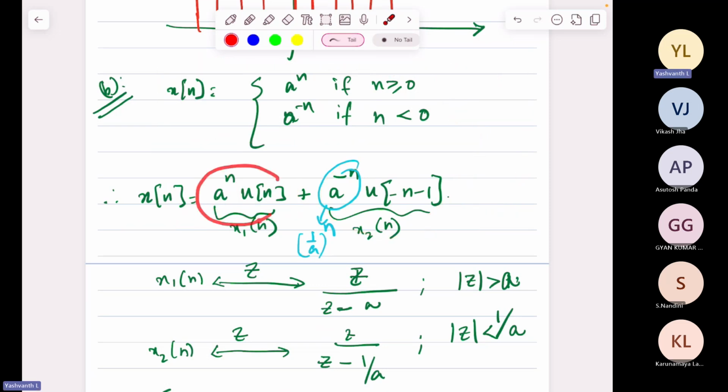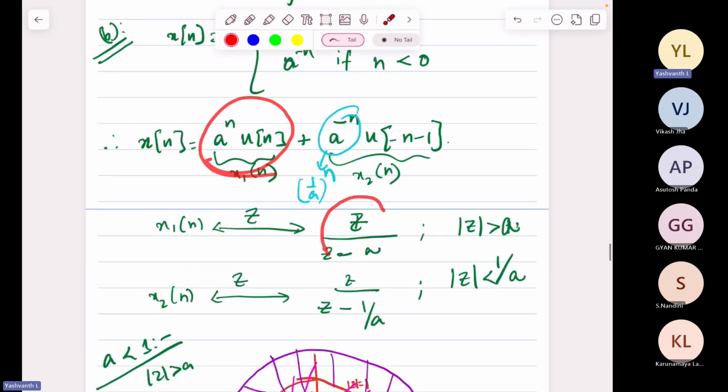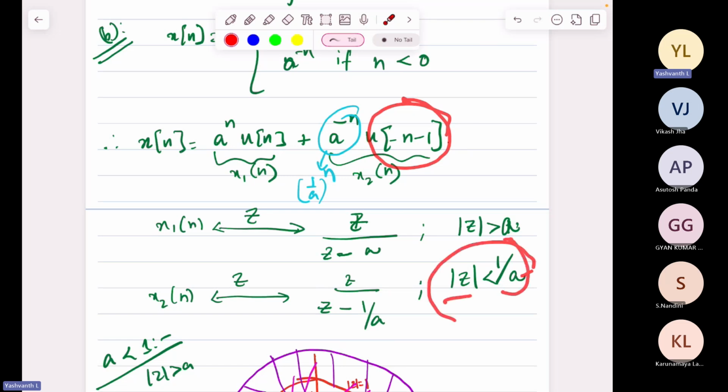Call the first signal x1 of n and the second signal x2 of n. Recall that a power minus n is the same as 1 by a, whole power n. So a power n u of n has the z transform z over z minus a, and 1 by a power n u of minus n minus 1 has z transform z over z minus 1 by a. The ROC in the first case is the exterior part of the circle mod z equal to a, because the first signal is a right-sided signal. The second signal is left-sided, so the ROC will be the interior part of the circle mod z equal to 1 by a, because the pole occurs at 1 by a.